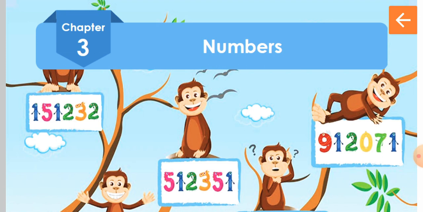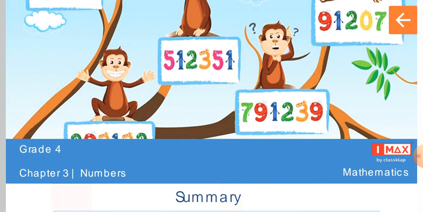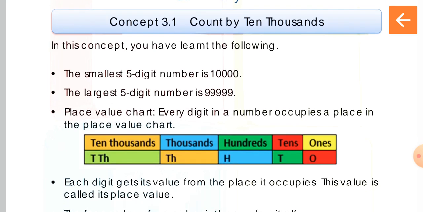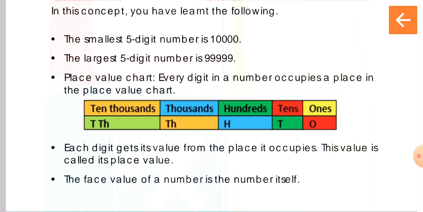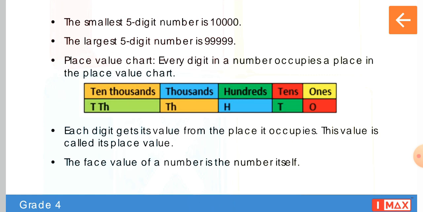Today, we are going to revise chapter 3, Numbers. So, we will revise the topics which we have already learned in this chapter. Okay, children? First we learned about counting by 10,000s. There we learned about the smallest 5-digit number and the largest 5-digit number, isn't it? Children, can you tell me which is the smallest 5-digit number?